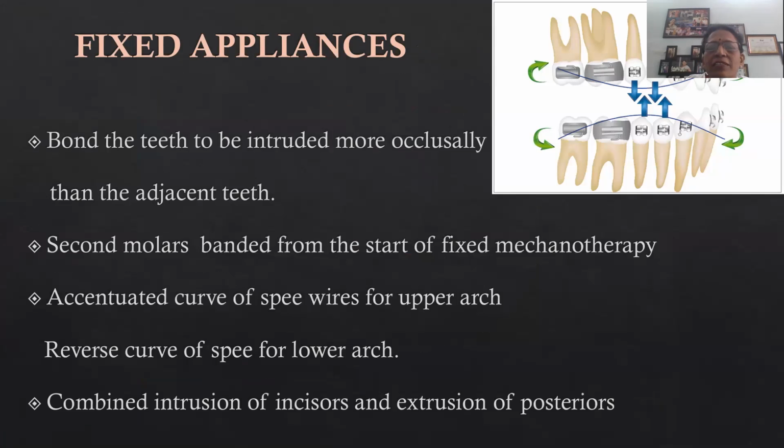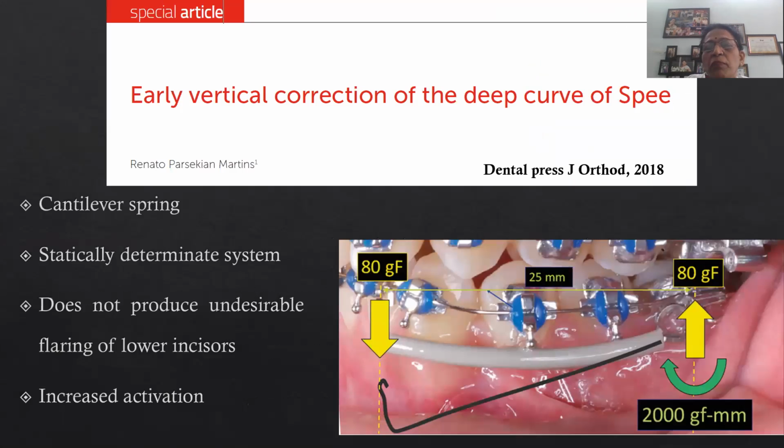So when you give a fixed appliance in cases of deep bite, where we want intrusion of the anteriors, the brackets are placed slightly incisally or occlusally. The second molars are banded right from the start, and we give a curve of Spee wire in the upper arch and a reverse curve of Spee for the lower arch for intrusion of the anteriors and extrusion of the posteriors. But with this, the anteriors procline. So this is what happens with the curve of Spee wires.